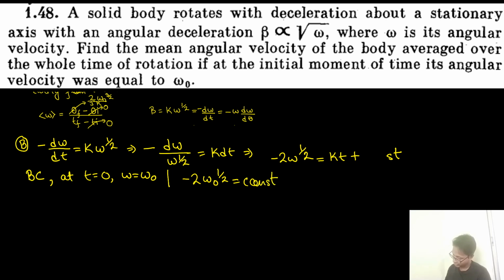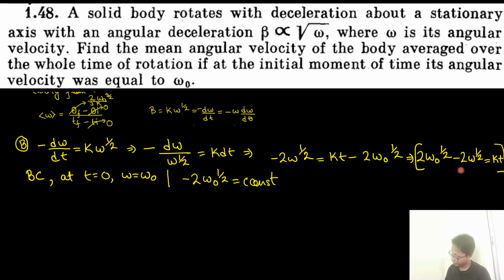So let's substitute the constant out here. Minus 2 omega to the power 1 by 2 equals kt minus 2 omega naught to the power 1 by 2, or 2 omega naught to the power 1 by 2 minus 2 omega to the power 1 by 2 is equal to kt. I simply took this part of the equation to the left hand side. Now what was the motive behind the second equation? The first equation, this equation and this equation, gave us theta f.